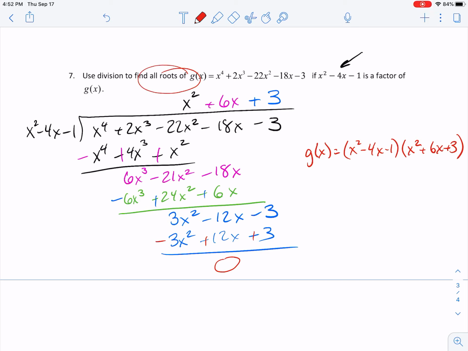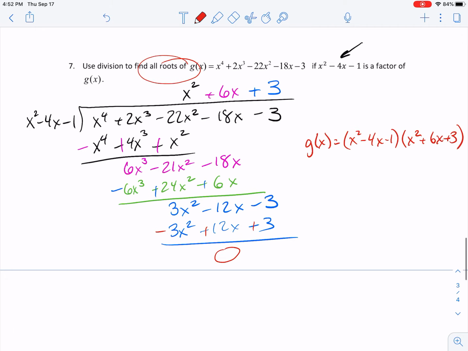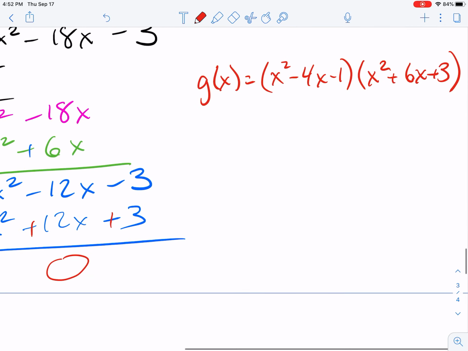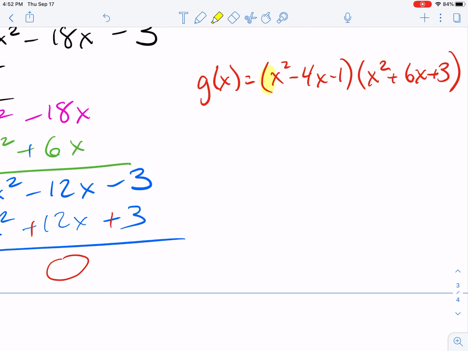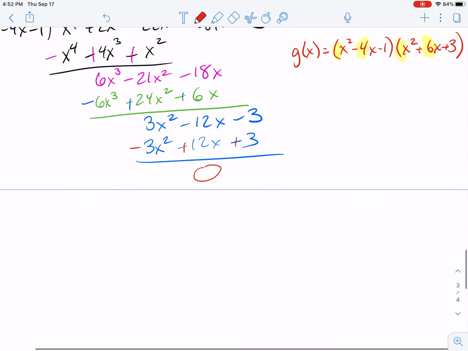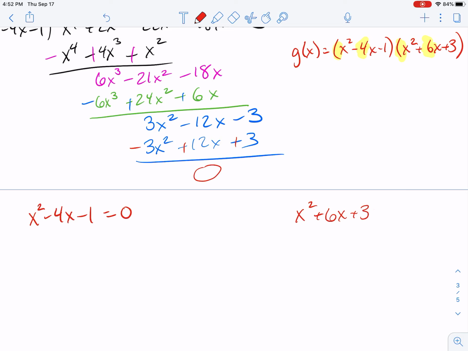Okay, so I've broken this down now to two quadratics, and I know what to do with quadratics. In particular, I see that each has a leading coefficient of 1 and an even middle number. And I also notice that they don't factor. So I'm going to come along to the next page really fast, and I'm going to set each one, x squared minus 4x minus 1, equal to 0. And I'm going to do the other one, x squared plus 6x plus 3 equals 0.